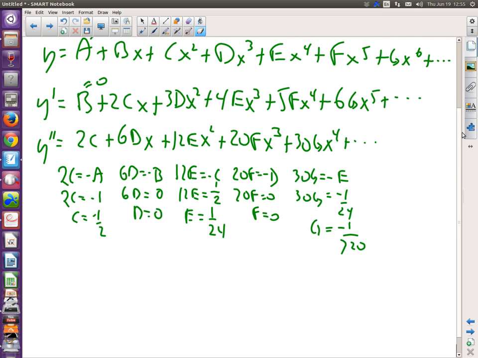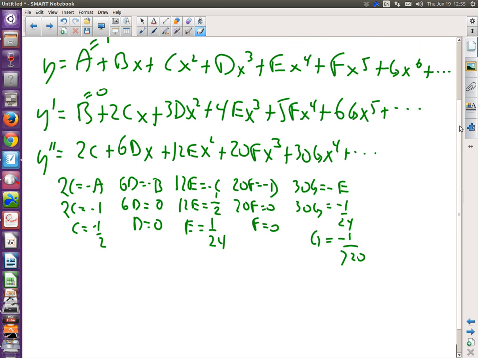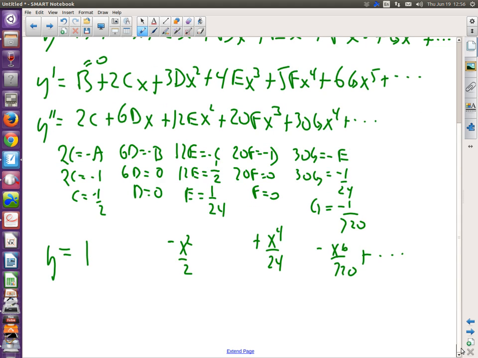All right, so let's write this out. A is 1. So y equals 1, plus 0x, plus negative 1/2 x squared, plus dx cubed but d is 0, plus x to the fourth over 24, because e is 1/24, and fx to the fifth but f is 0, and plus gx to the sixth, but g is negative, so negative x to the sixth over 720, plus, plus, plus. And do you recognize this pattern?